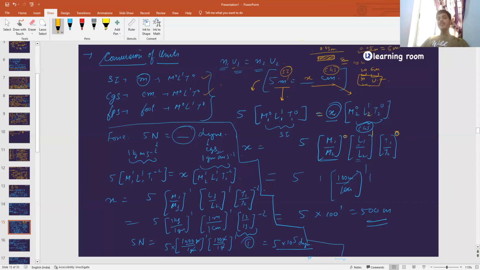So what happens after it? L1 by L2 raised to the power 1. What is L1 and what is L2? L1 is the unit of length in meters, so L1 is 1 meter. L2 is the unit of length in CGS unit, so it is 1 centimeter. If you divide 1 meter by 1 centimeter, you get 100. So it is 5 into 100, that is 500 centimeter. That's how we get it.